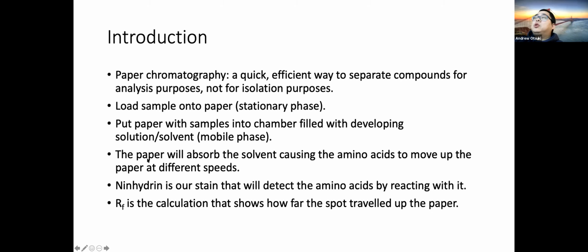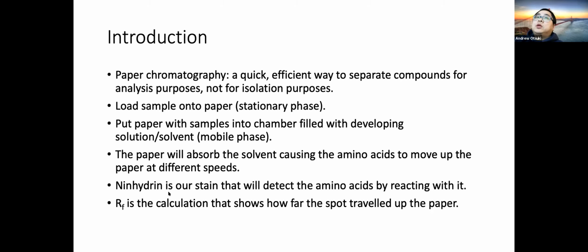The paper will absorb the solvent, causing the amino acids to move up the paper at different speeds. The solvent will be one polarity, and the amino acids will have differing polarities based on their structures. So they will move with the solvent, but at different speeds, and then you can effectively see which amino acid is which. We'll talk about the amino acids and how we're going to put them on the plate in the next slide.